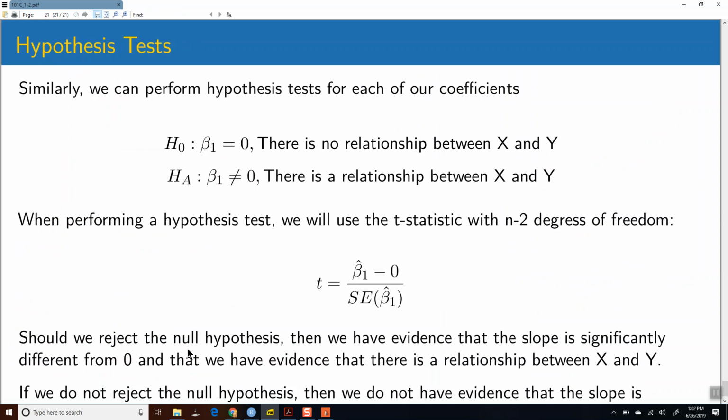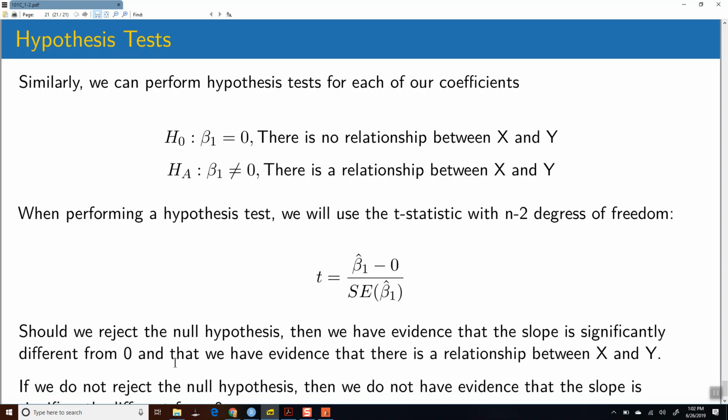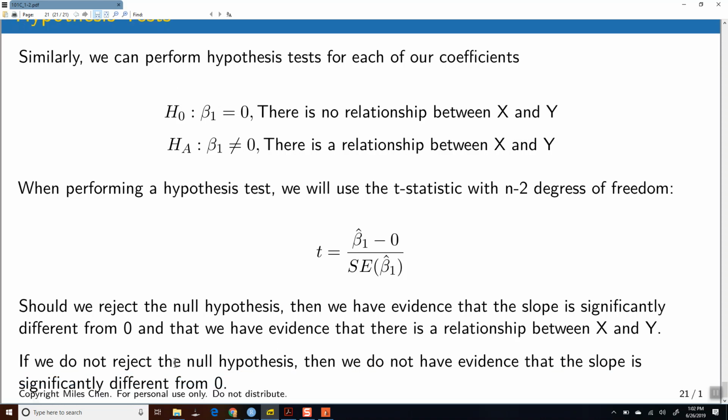Okay, so that's the confidence interval. That's your hypothesis test. If your null hypothesis is that your slope parameter is 0, that there's no relationship between x and y in the population, the alternative is that there is. You do some kind of hypothesis test with a t-statistic, and we would say that we did not reject the null, and we don't have evidence that the slope is significantly different from 0, or we do reject it and we say that we have evidence that the slope is different from 0 and that there is a relationship between x and y. Okay.